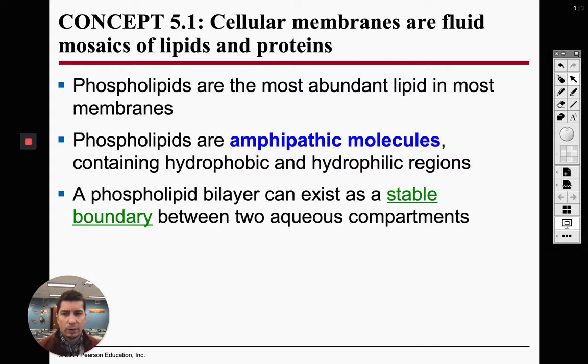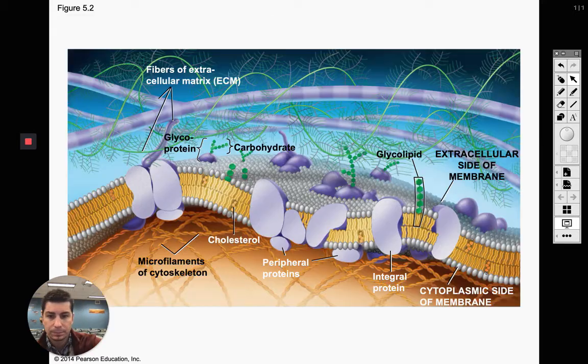So first vocab word, it's called amphipathic. What amphipathic means is we are going to have phospholipids, and these are going to make up our cell membrane, and those phospholipids are going to have both hydrophobic and hydrophilic regions. In other words, some areas of this phospholipid are going to be polar, some areas are going to be nonpolar, and that's what we mean by amphipathic. It has both properties. It's polar and nonpolar at the same time.